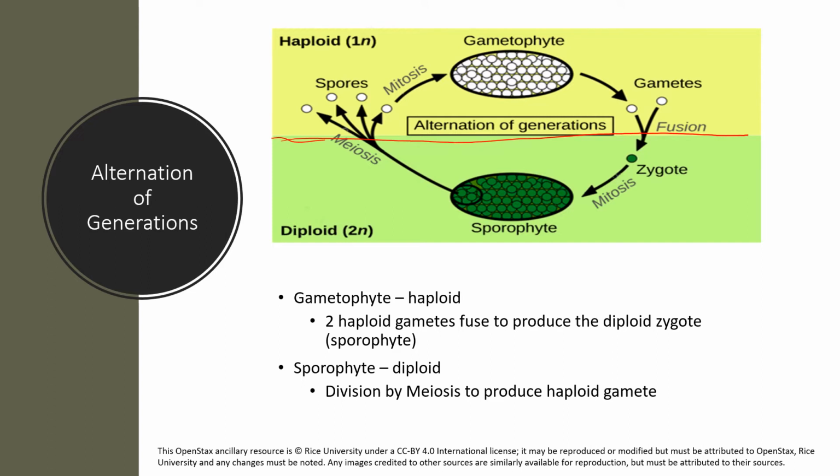The top half that's yellow is haploid, and remember, haploid just means a single copy of chromosomes, only one copy. The bottom half is diploid, and that means there's two copies of every chromosome. Now, there are two basic life forms, and one is called the sporophyte, and the other is called the gametophyte. And you'll notice that the sporophyte is diploid, and the gametophyte is haploid.